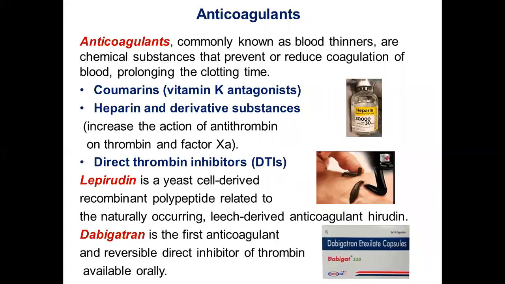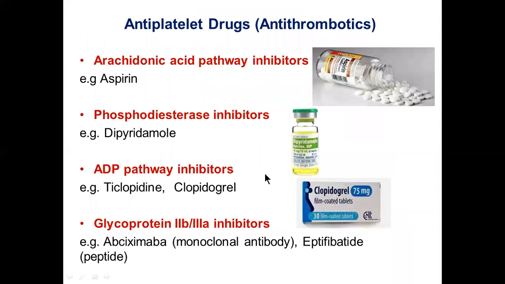Anticoagulants inhibit specific pathways of the coagulation cascade, which happens after the initial platelet aggregation and leads to formation of fibrin and a stable aggregated platelet product. There are three major classes of anticoagulants: coumarins, vitamin K antagonists, heparin and its derivative substances, and direct thrombin inhibitors. Antiplatelet drugs inhibit platelet aggregation.